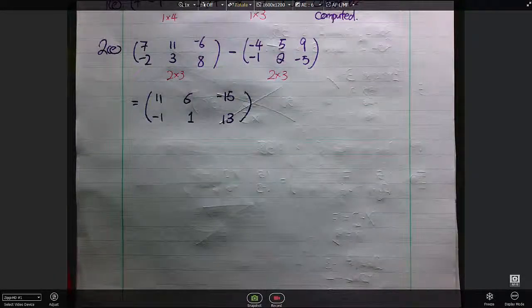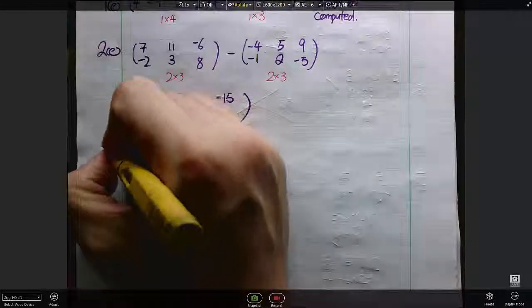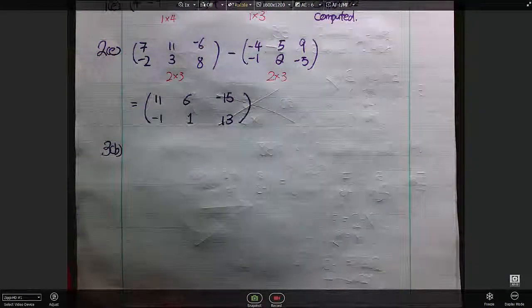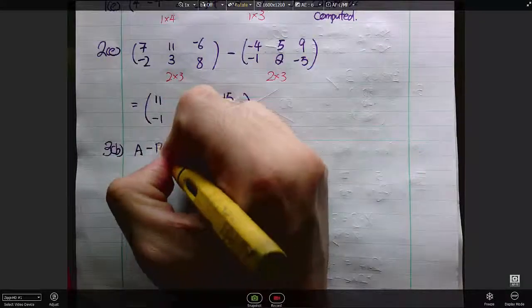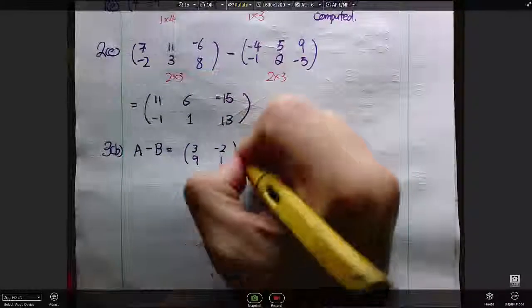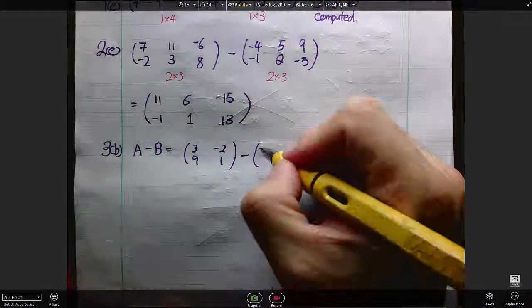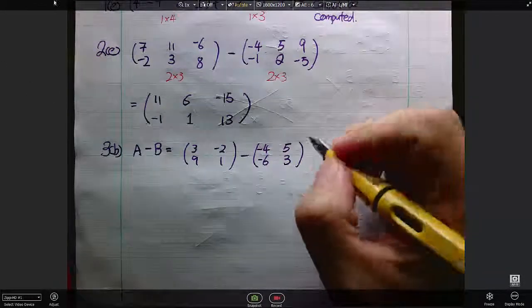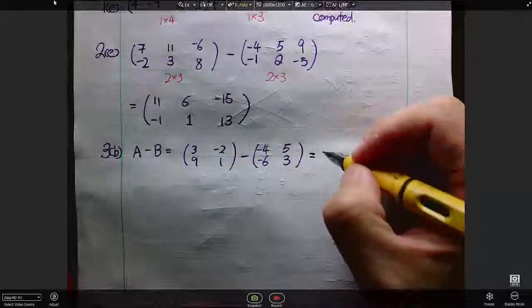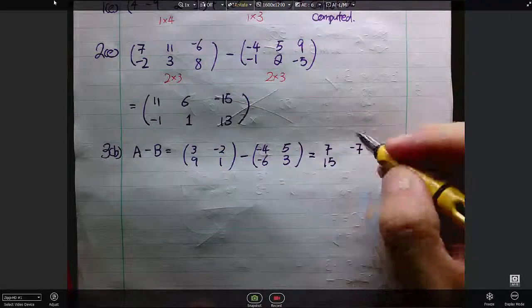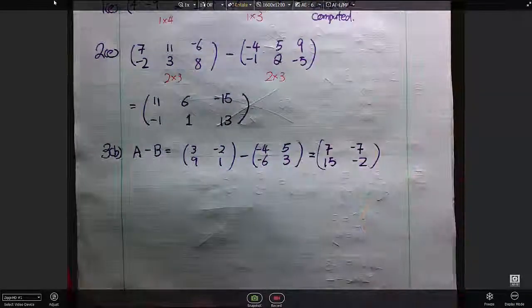Okay, I just give you two more examples actually. The next example I give you will be 3b, A minus B minus C. First we have A minus B, which will be equal to this, minus B, which is negative 4, negative 6, 5, and 3. So A minus B first gives me 7, negative 7, 15, and negative 2. So I have A minus B.